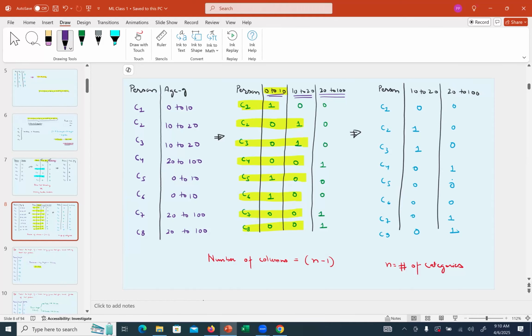So the number of columns will always be equal to n minus 1, where n is the number of categories. So if you have 5 categories, I will have 4 columns. If you have 10 categories, I will have 9 columns. If you have 20 categories, I will have 19 columns. Okay.